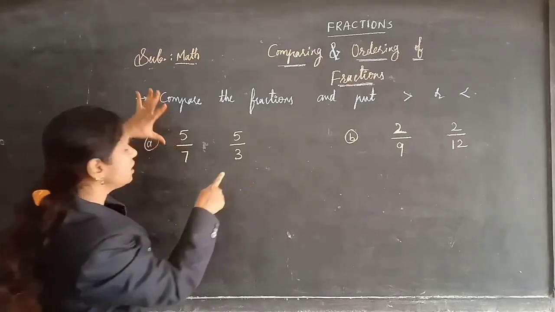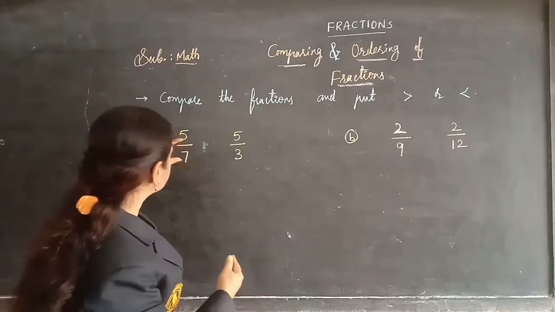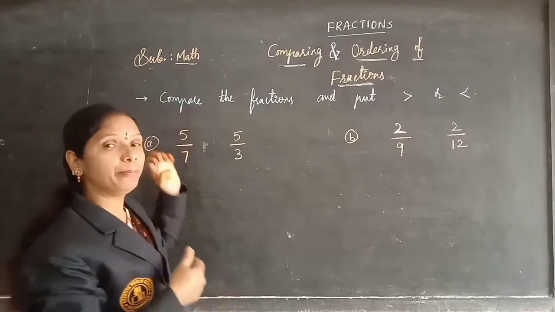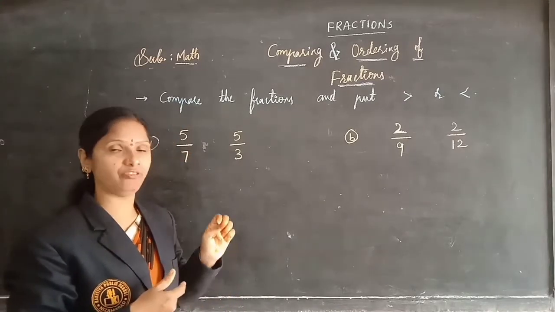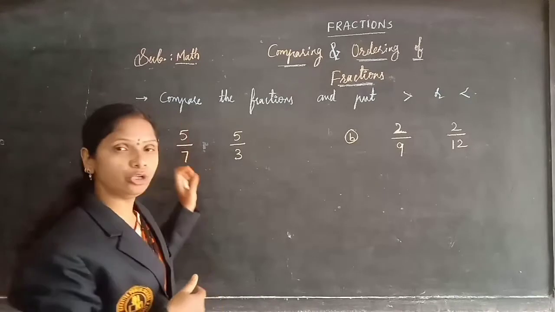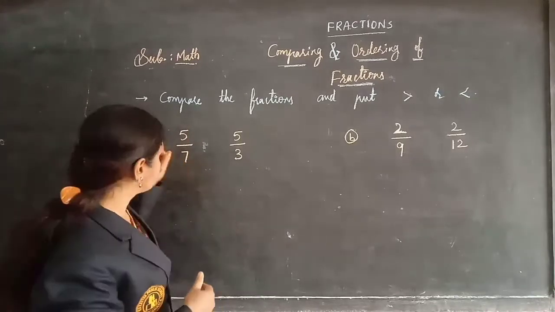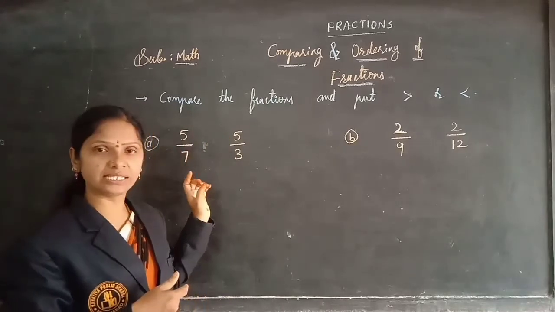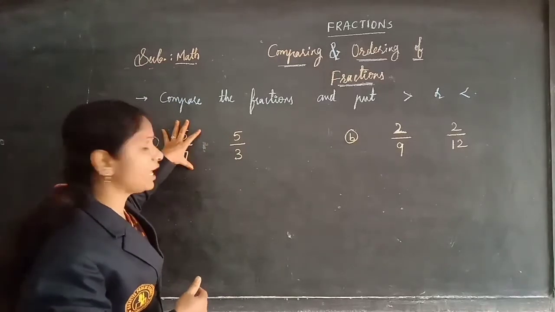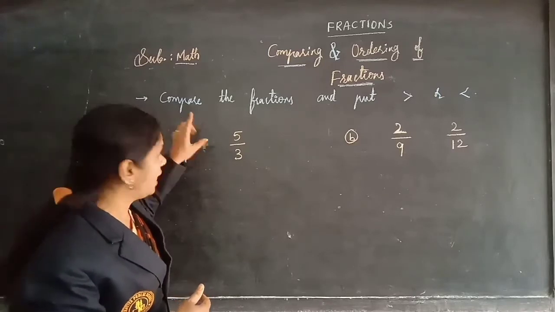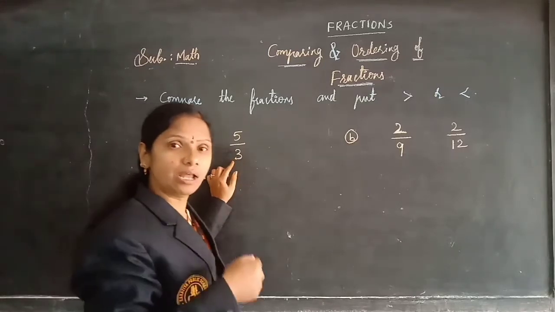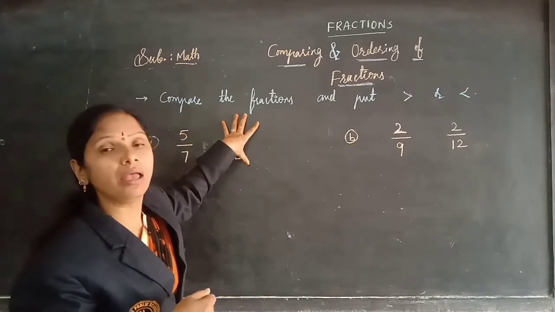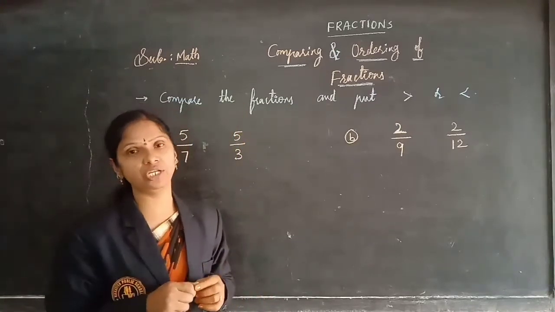So it means you need to take it the opposite way. 7 is bigger means this fraction is smaller. If the denominator is bigger, the fraction value will be smaller, children. So with a bigger denominator the fraction value will be the smaller, and with a smaller denominator the fraction value will be the bigger, children. Means we need to take it the opposite way here.